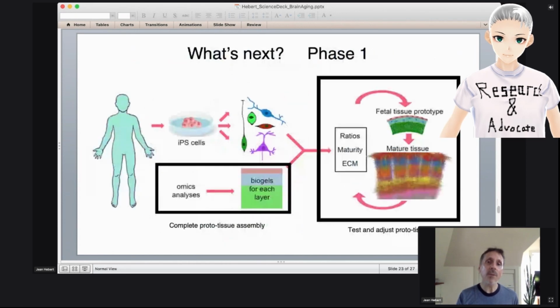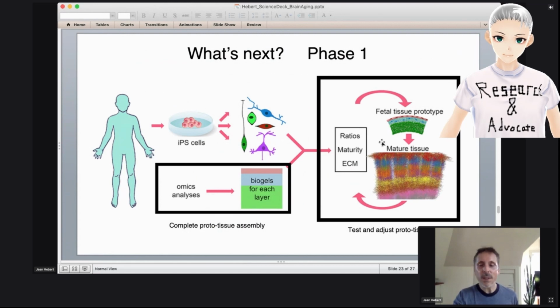So we have this platform now that we can test with tissues that are more and more resembling the normal fetal tissue. But for that, we have a little ways to go. We can isolate pretty much all the cells, as I mentioned. We've made quite a bit of progress on identifying key components in the extracellular matrix to make the biogels that these cells are going to initially be embedded in.